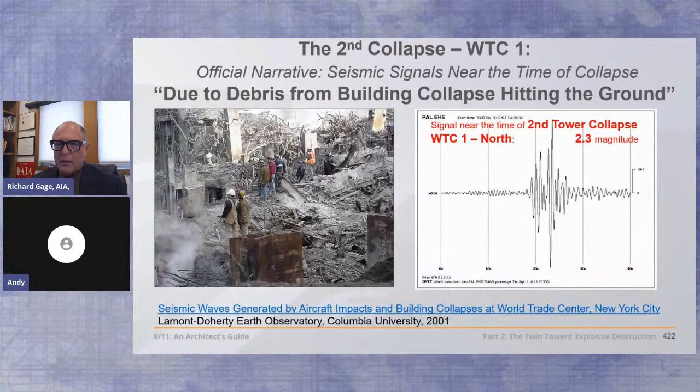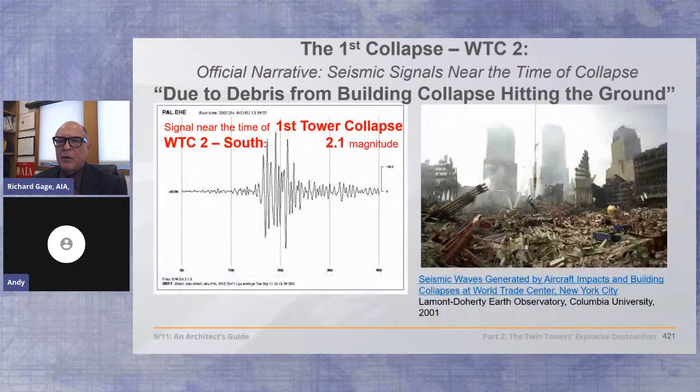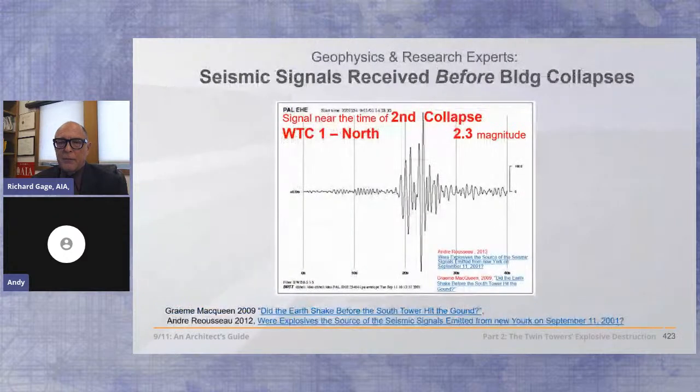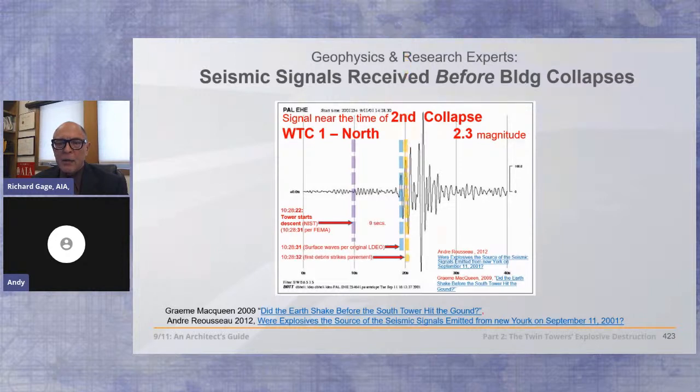We have a 2.1 magnitude event at the South Tower, and near the time of the North Tower's collapse, a 2.3 magnitude event. So the event itself occurs at 10:28 and 31 seconds, and the tower starts its descent 9 seconds before that, and the first debris doesn't even hit the ground until a second after that. So how can it be responsible for the seismic event, especially since the heaviest debris doesn't even hit the ground for 4 or 5 seconds after the surface waves?